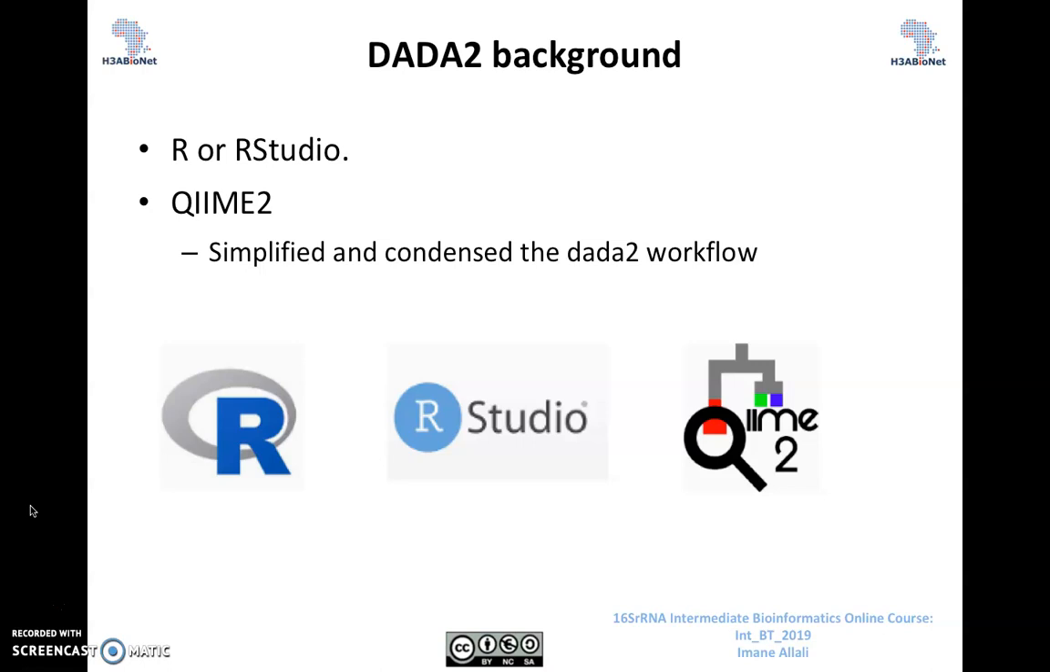So DADA2 is implemented in R and RStudio. It is also integrated, simplified, and condensed in QIIME2. Most of the steps of the DADA2 workflow are condensed into more or less 2 lines of code in QIIME2. If you are new to the field, QIIME2 could be a good option to start with because it gives a graphical user interface, and then you can use the DADA2 workflow in R and be able to customize it according to your data and your analysis.